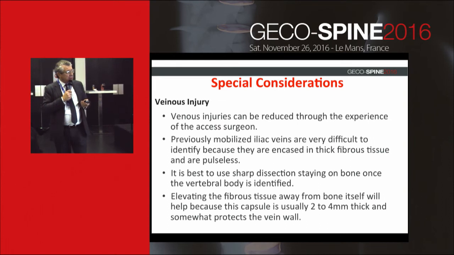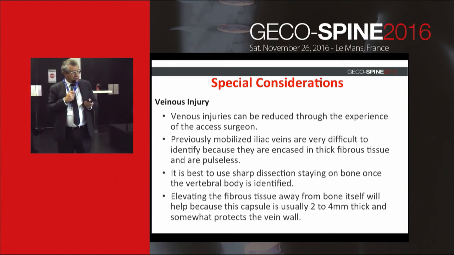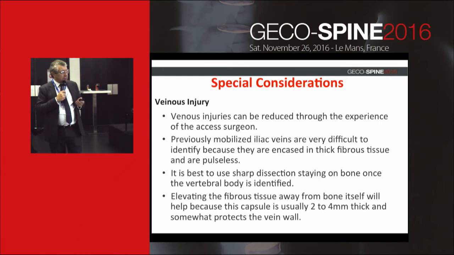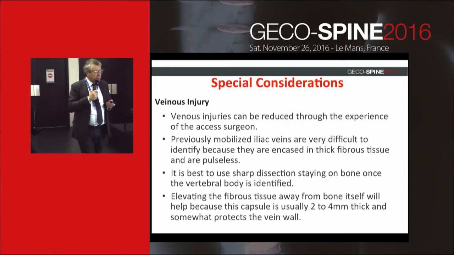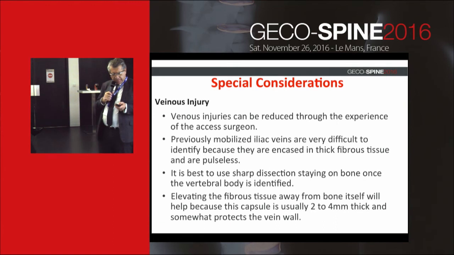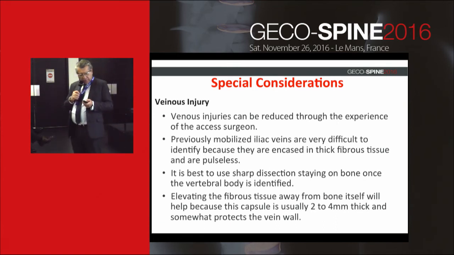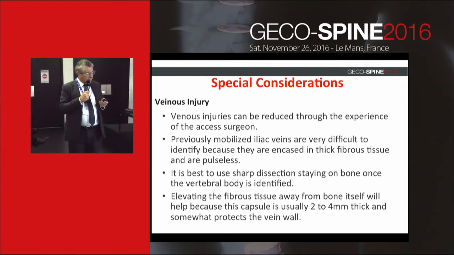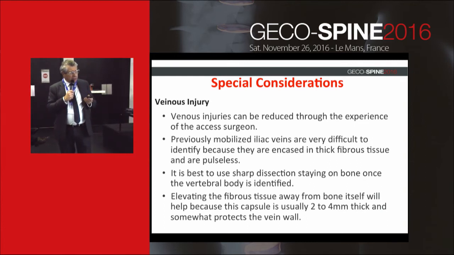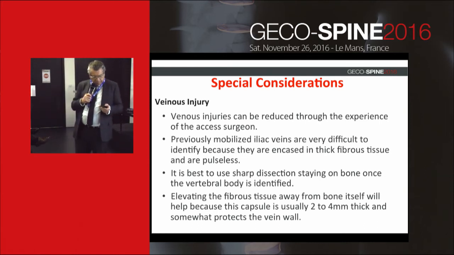Venous injury. Venous injuries can be reduced through the experience of the access surgeon. Previously mobilized iliac veins are very difficult to identify because they are encased in thick fibrous tissue and are pulseless. It is best to use sharp dissection staying on bone once the vertebral body is identified. Elevating the fibrous tissue away from bone itself will help, because this capsule is usually 2 to 4 millimeters thick and somewhat protects the vein wall.